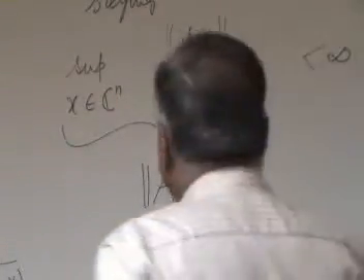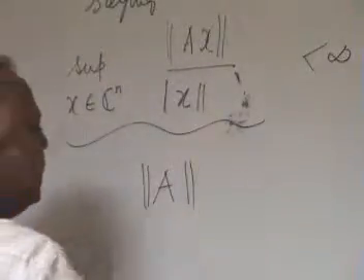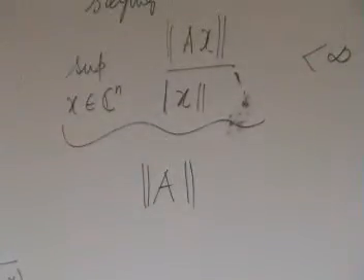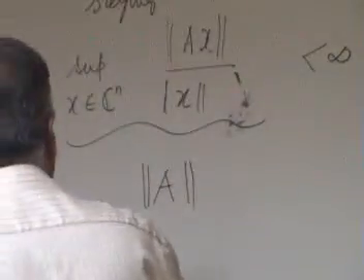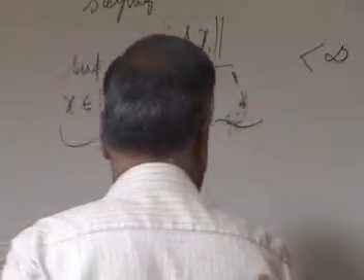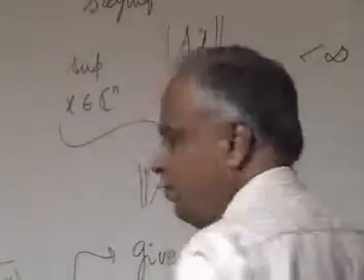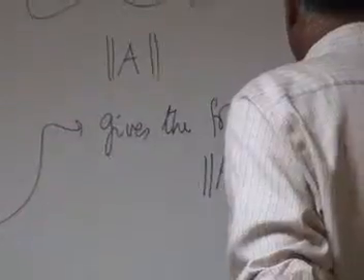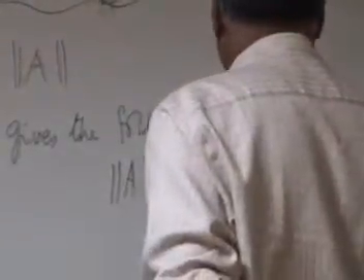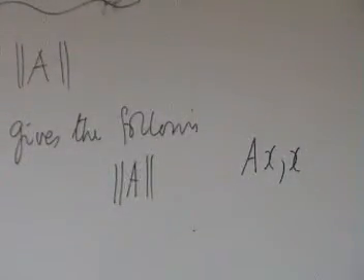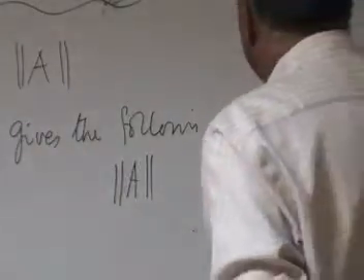Right. Now there are various ways of looking at this. It turns out this symmetry, this Hermitian property, gives the following. This norm of A is the same as: look at the vector, look at its transform, and look at the inner product of the transformed fellow versus the original fellow. You take the inner product.